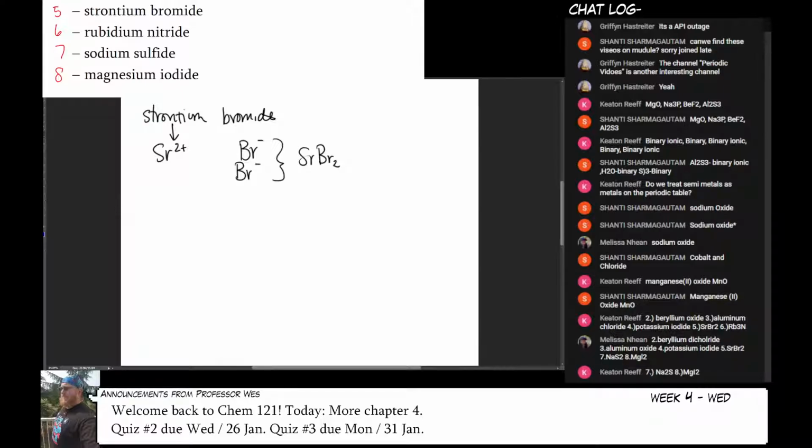We've got rubidium nitride. Oops. There we go. So here's rubidium nitride. And then I need to balance out the charges. Well, I have 3 negatives, so I need 3 positives to counteract it. So I've got to go like this. And we'll put it all together. Rb3N.